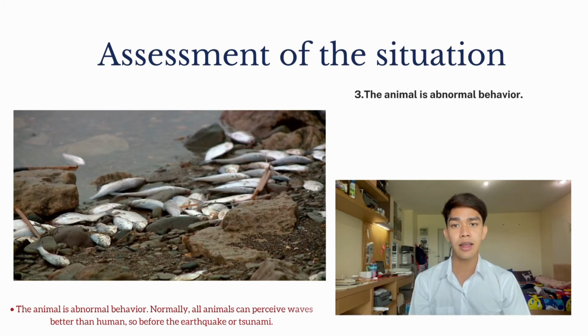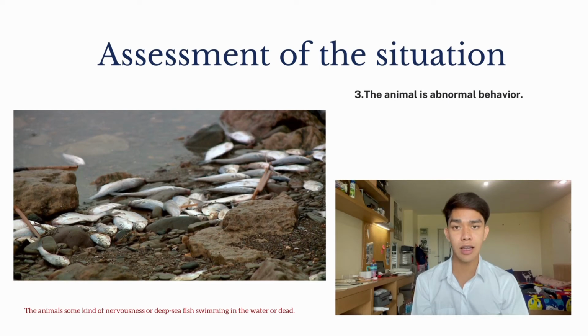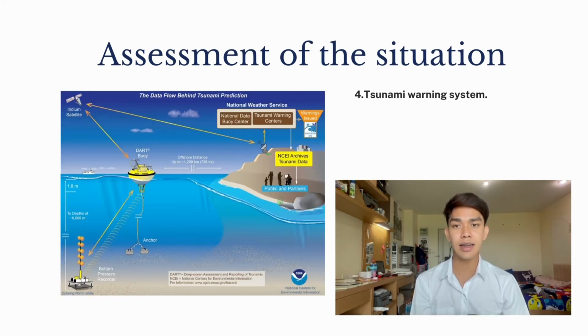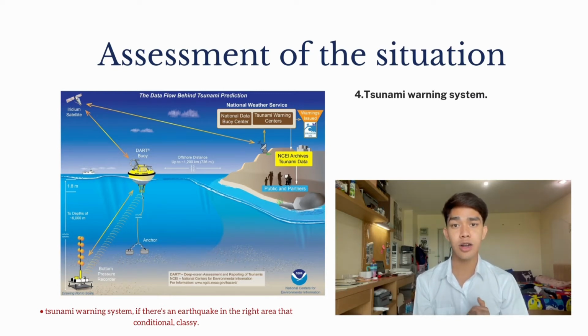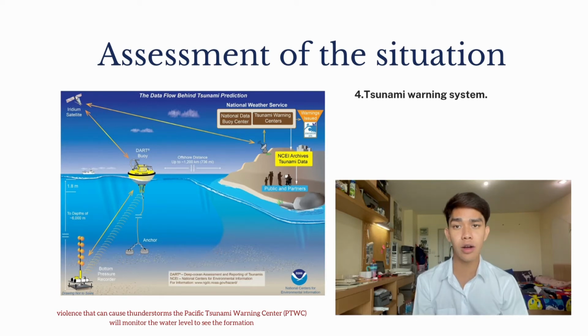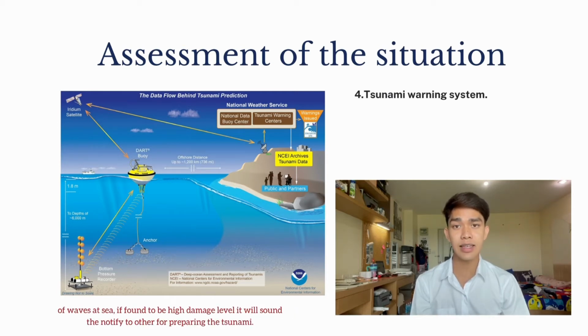The third is abnormal animal behavior. Normally, animals can perceive waves better than humans. So, before an earthquake or tsunami, animals show some kind of nervousness, or deep sea fish are found swimming in shallow water or dead. And the last is the tsunami warning system. If there is an earthquake in the right area that could cause a tsunami, the Pacific Tsunami Warning Center, or PTWC, will monitor the water level to see the formation of waves at sea. If a high damage level is found, it will sound a notification to others to prepare for the tsunami.